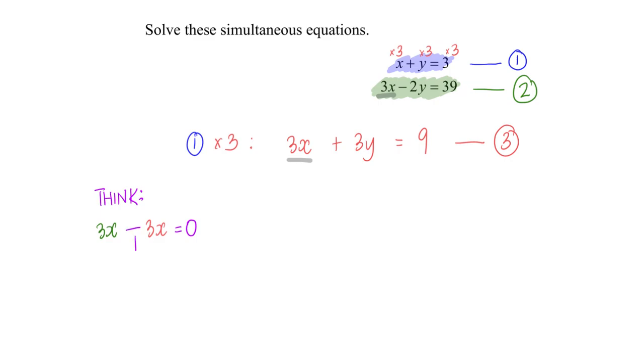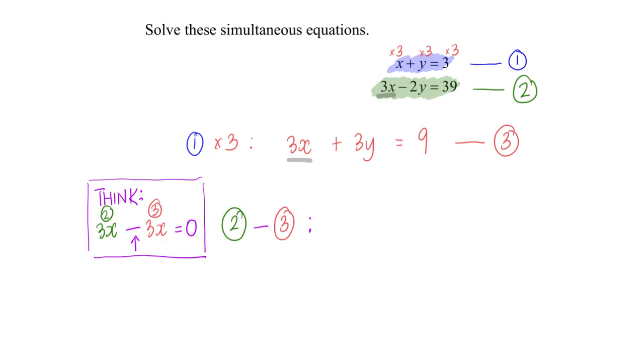I can see that you know what we are going to do to the equation, right? We need to minus equation 2 minus equation 3, and that's what we are going to do now. Equation 2 minusing equation 3. And how will it look like?